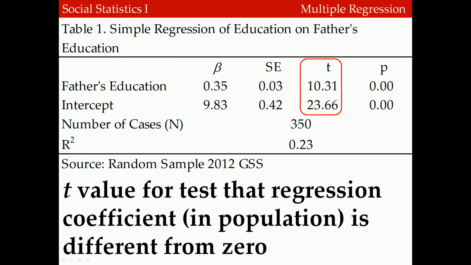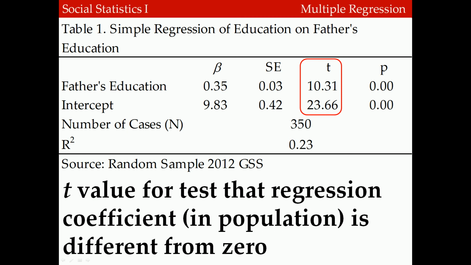And the t-value here is basically telling us the distance in standard error units between the actual value of father's education that we get in this sample, 0.35, and its assumed value in the population, 0. Its t-value, 10.31, basically says that if the true population slope effect for father's education is 0, then this sample result is over 10 standard deviations away, and that's a pretty unlikely result.